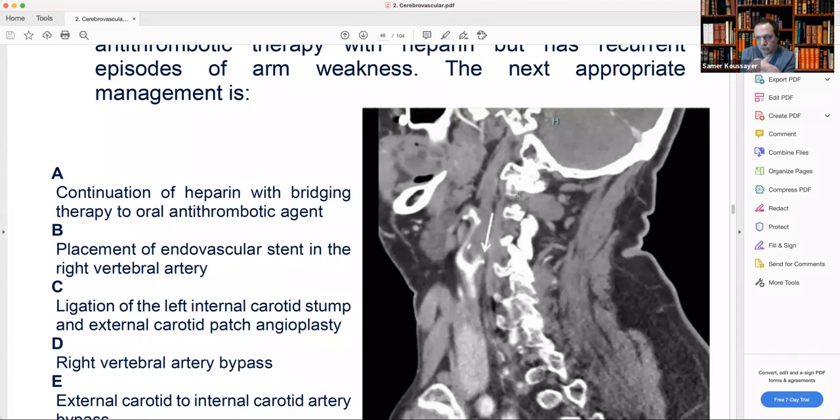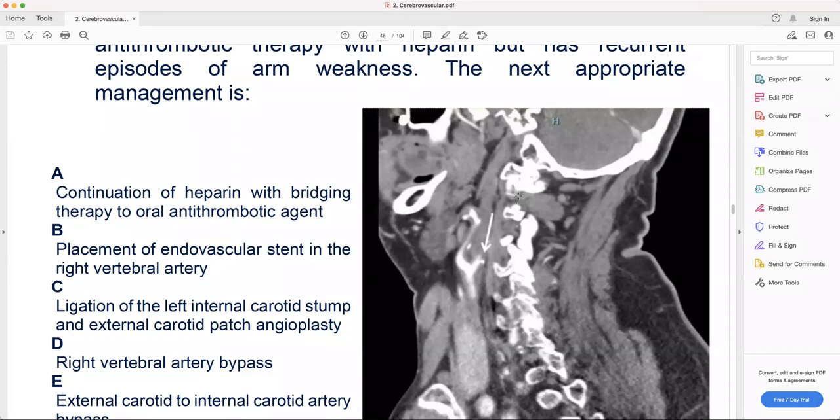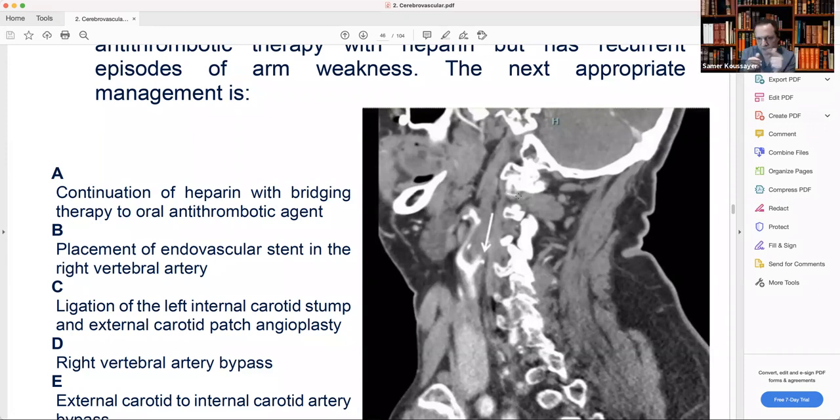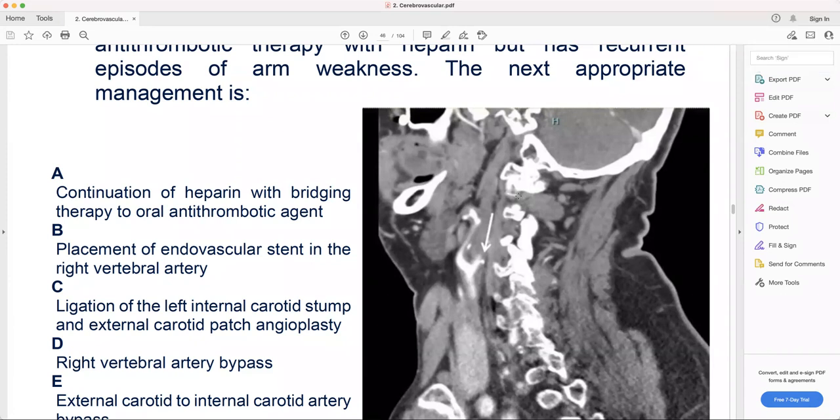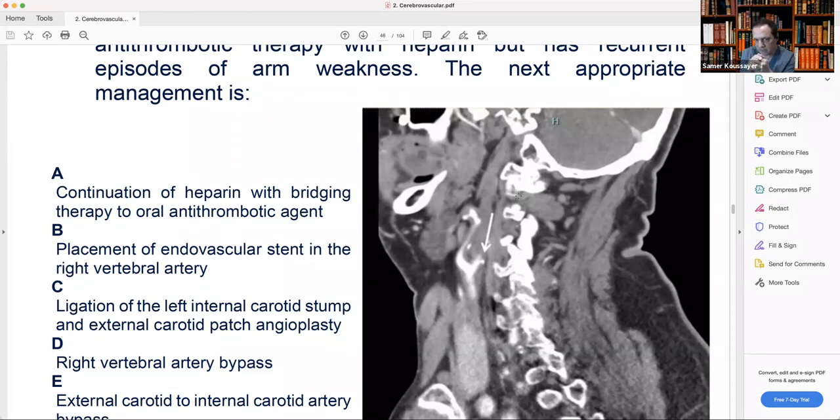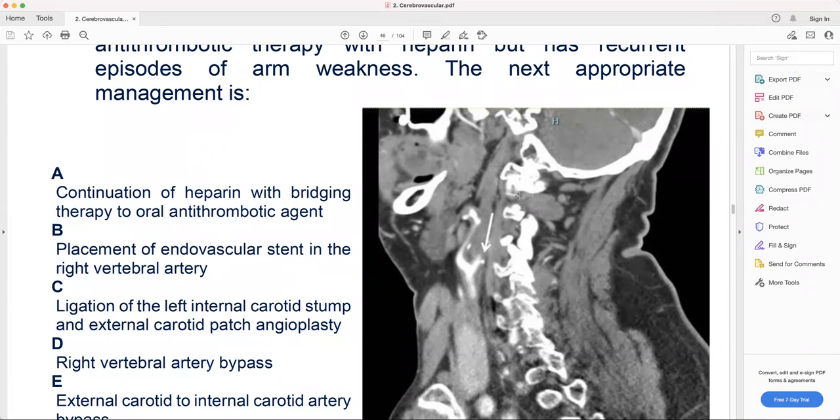But when the internal is completely occluded, then the distal internal is low pressure, correct? Yes. And the external is high pressure. So the blood flow is going to go from the external to the internal as collaterals. Then any small clot in the external, coming from the stump or from the external itself, can go to the brain and cause a stroke. Okay, clear. I don't know if you understand.